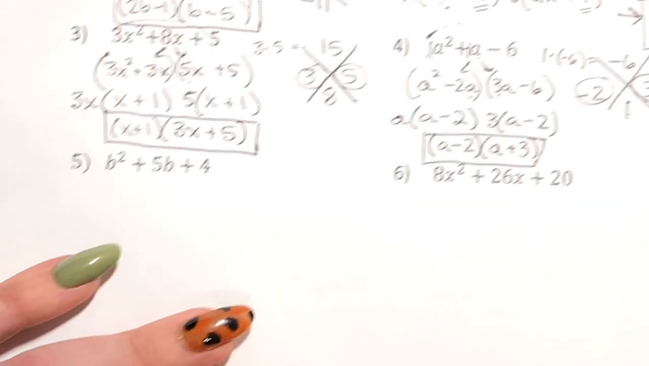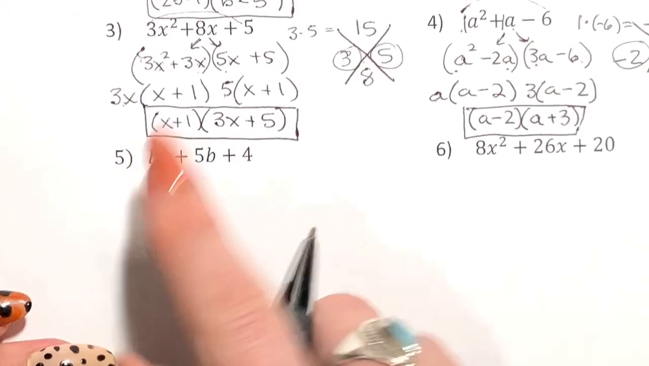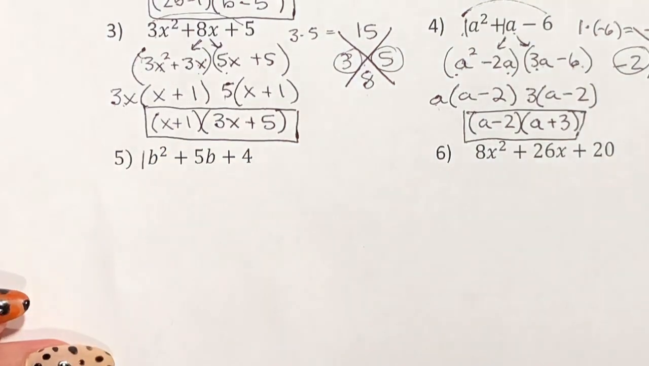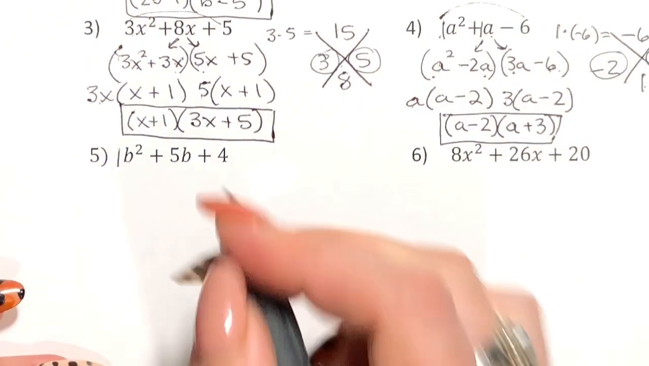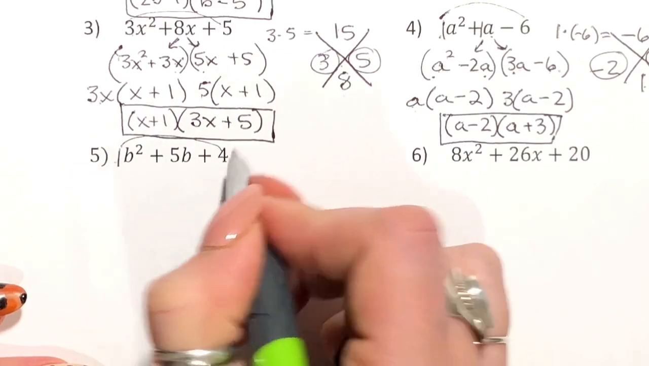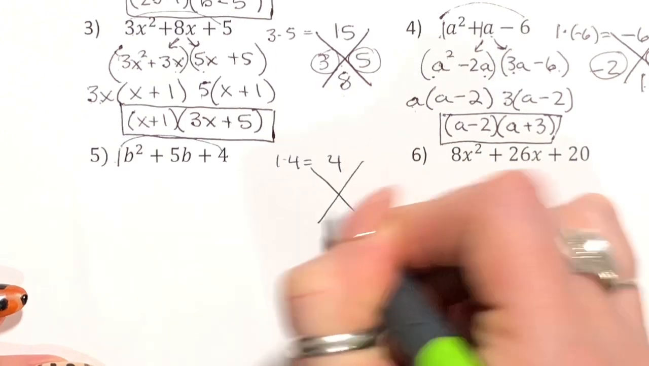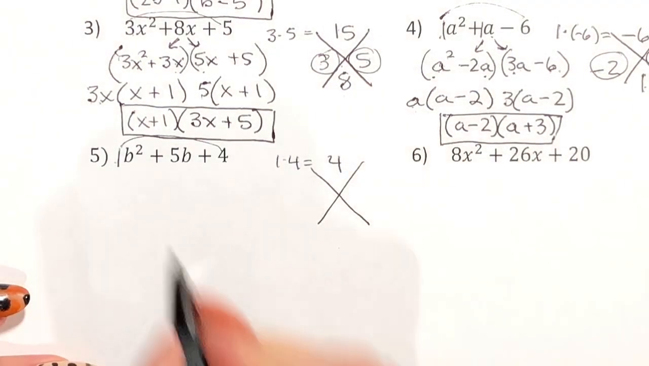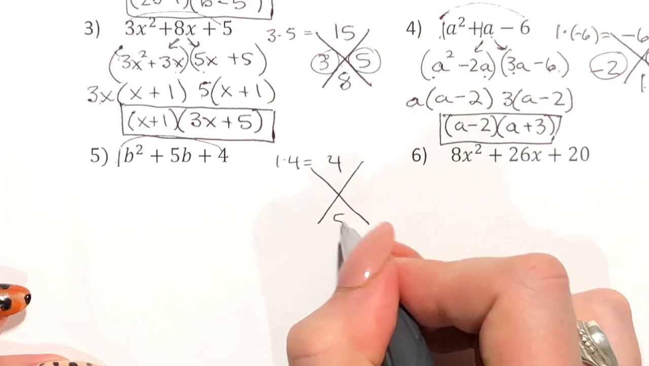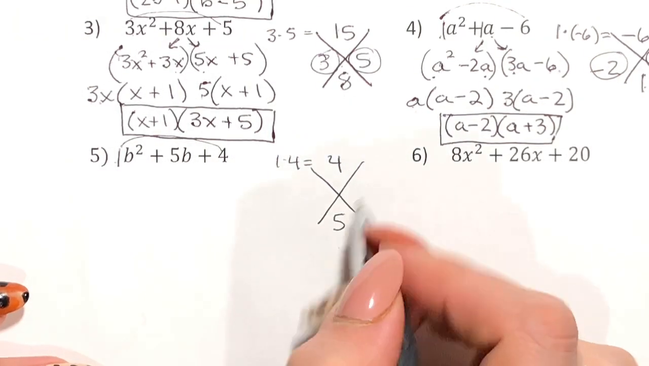Okay, and then let's look at this one. Again, we see this one doesn't have a coefficient, so it's just going to be a 1 whenever it's not written. So start by taking that first number and timesing it by the last. 1 times 4 equals 4. So that's going to go on the top of your table. And then that middle number 5 goes in the bottom. We're trying to think of two numbers that multiply to be 4 but add to be 5.